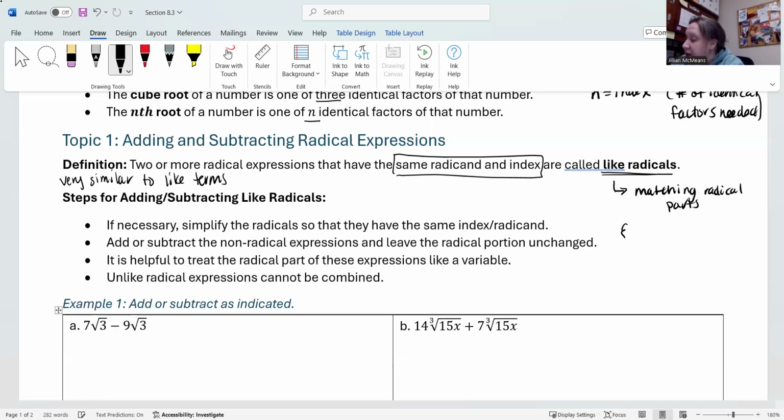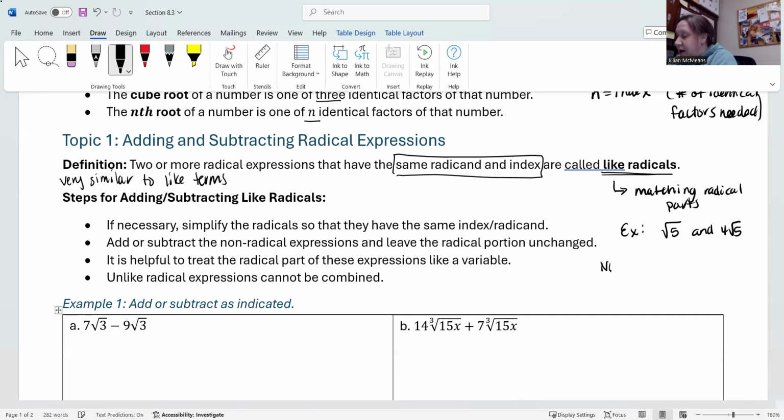So something that would be considered like radicals would be the square root of 5 and 4 square root 5. The radical part matches. And even though the radical is definitely a number, you can treat it like a variable. Again, I can't say this enough. It is not a variable, but you can treat it like a variable. If I were to combine 1 square root 5 and 4 square root 5, I could do that because if I was adding, I would have 5 square roots of 5. So even though the square root of 5 is for sure a number, you treat it like a variable while you're playing around with these.